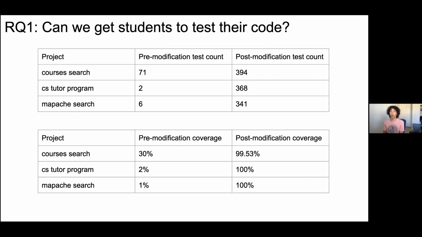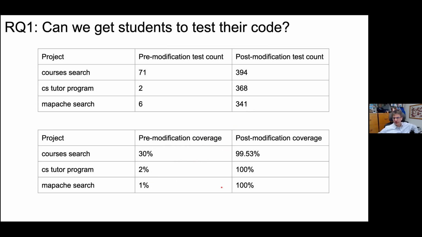So we're now going to compare the statistics in terms of testing from the winter 20 version of this course, the former version of this course, to the fall 20 version of this course. So pre-modification is winter 20, post-modification is fall 20. And what we see is we vastly increased the amount of testing being done in these legacy code projects. I mean, the most absurd increase is from 2 to 368. In terms of code coverage, we also saw similarly large gains, anywhere from 30 to 99%, up all the way to a 1 to 100% increase.